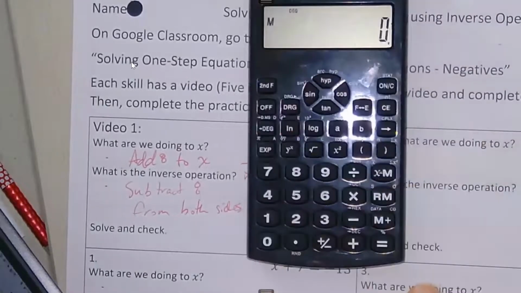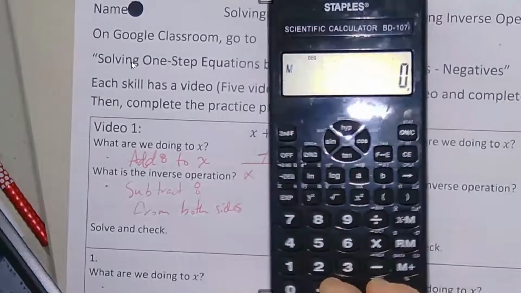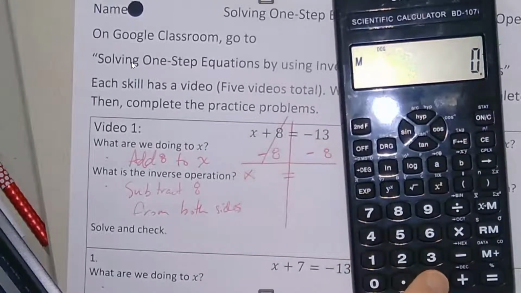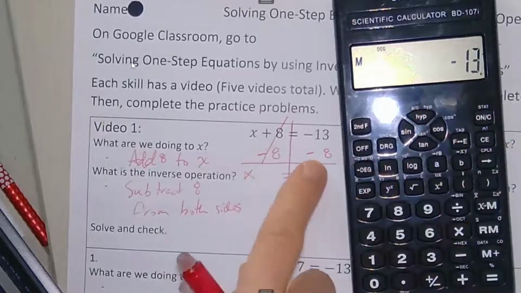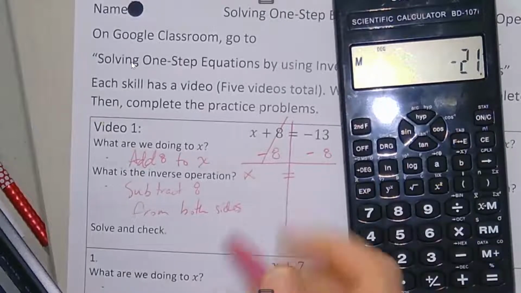On this kind of calculator with the plus-minus, you make a number negative after you type the number in. So for negative 13, you're going to type 13, and then you're going to hit this to make it negative. I don't think it did it. There it is. Okay, make sure you see a negative there. Then subtract 8. Negative 21.